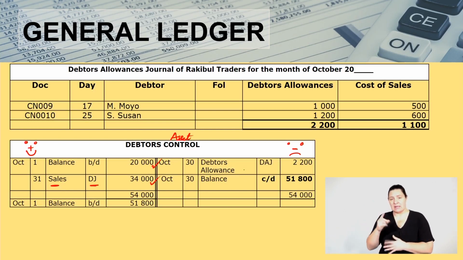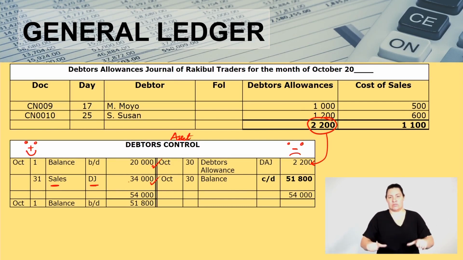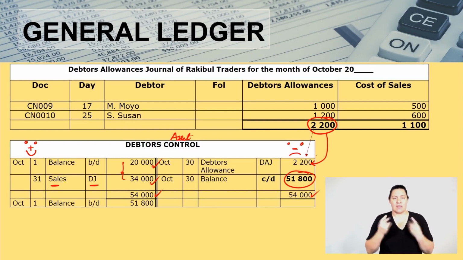And then debtors allowances, so we have debtors now that have returned goods to us. There you see the 2,200. Okay? And then once the goods are returned to us, then we can close off the ledger account. So remember, side with the highest amount, we add, we get 54, and then the balance becomes 51,800. Okay, there is your 2.2.